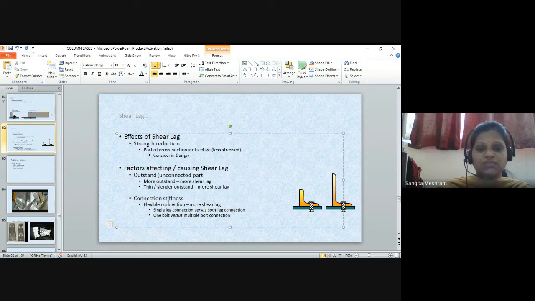Then connection stiffness. A flexible connection gives more shear lag, whether it is a single leg connection or a both leg connection. That means we connect with one bolt or a number of bolts, and that also affects the shear lag.